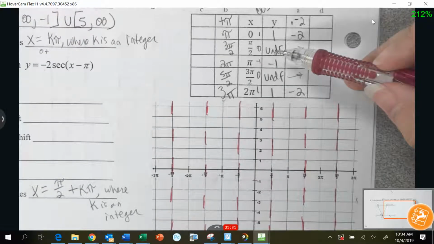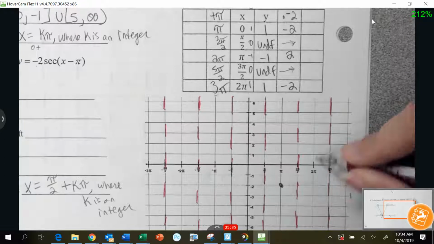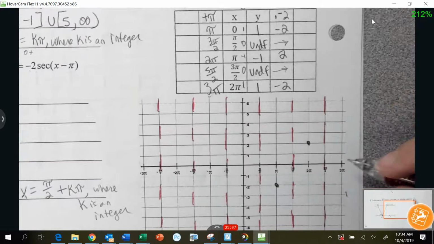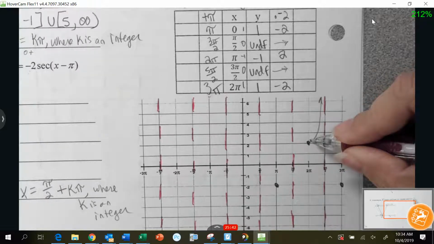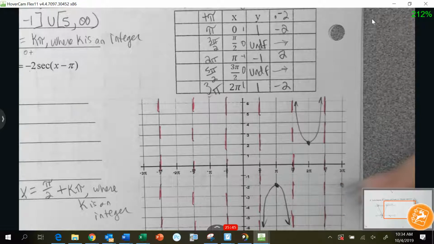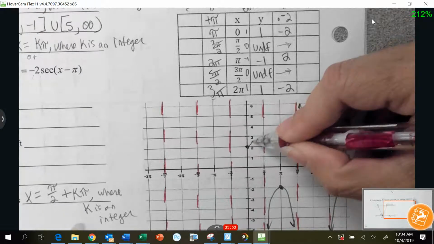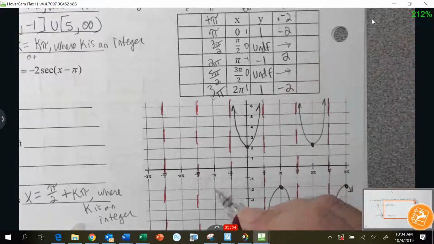At pi, the value is -2. At 2 pi, it's +2. At 3 pi, it's -2. So then I can follow the pattern. One goes up, one goes down.